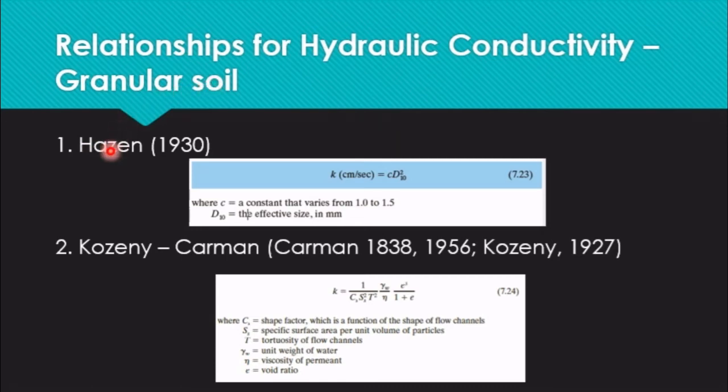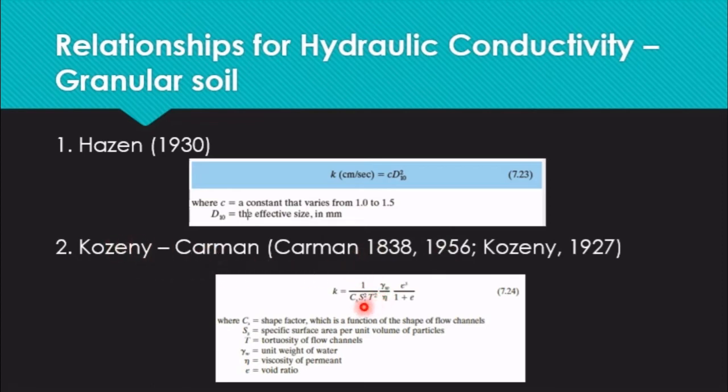So, kay Hazen in 1930, sabi niya, the hydraulic conductivity in cm per second is equal to C, a constant that varies from 1 to 1.5, times the effective size in millimeter raised to 2. Okay, so yan, very simple. So, merong application ng D10 or the effective size in terms of hydraulic conductivity. Sometime in 1956, 1927, 1938, Kozeny-Karman equation.